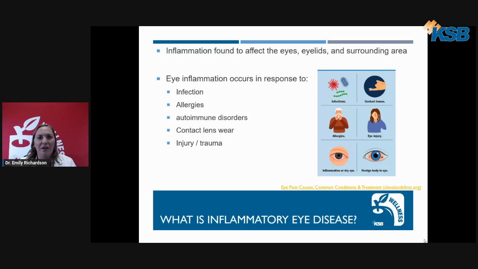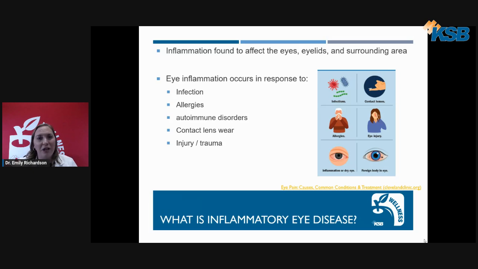Inflammation, as we know throughout the entire body, can be found in the eyes just the same as anywhere else, in our joints and in our bones and in our bodies. And inflammation in the eyes can be in the eyeball itself, it can be in the eyelids, or it can be in the area surrounding the eye. And inflammation occurs in response to many different things, including infections, allergies, and systemic conditions like autoimmune disorders. It can be related to an isolated event like an issue with your contact lens wear, an injury, or a trauma. And there are many different things that can lead to inflammation of the eyes.